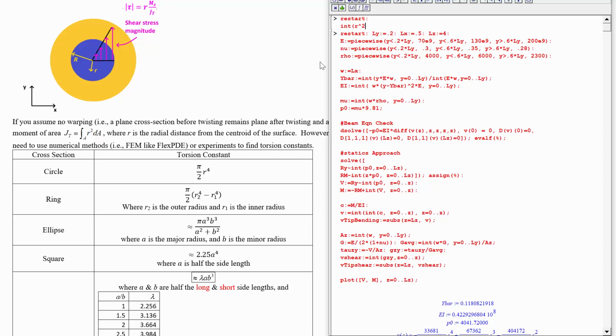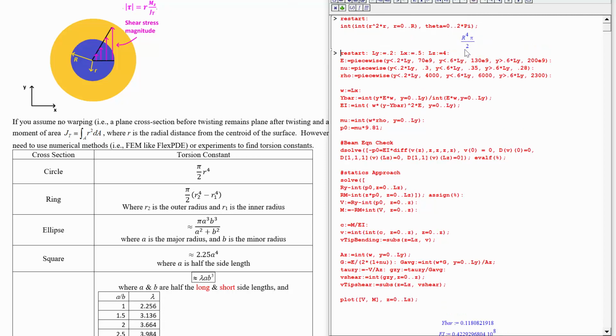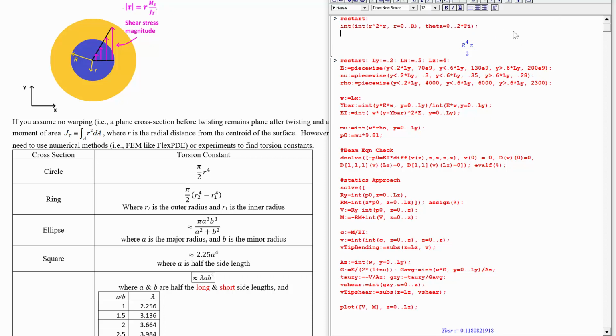The integral is going to be integrating r dr d theta, where r goes from 0 to big R, and theta goes from 0 to 2 times pi. So we need to do two integrals, and the thing that we're integrating, the integrand, is the function times r with respect to r over that range, and with respect to theta over that range. So here we go. We get R to the 4 times pi over 2, and that's exactly what we got for the torsion constant. What about for a square?